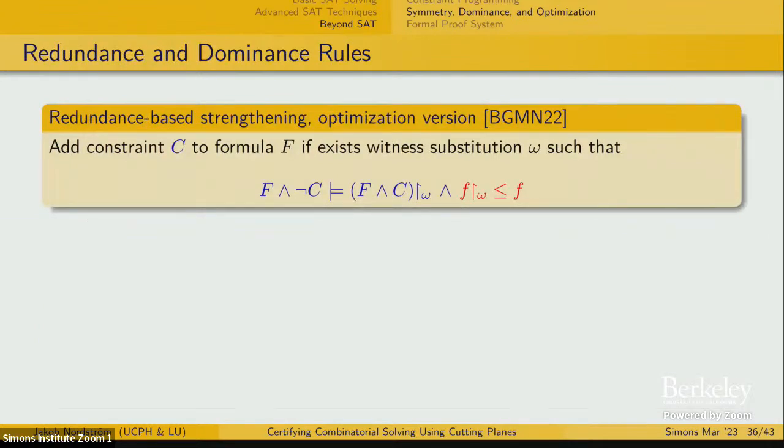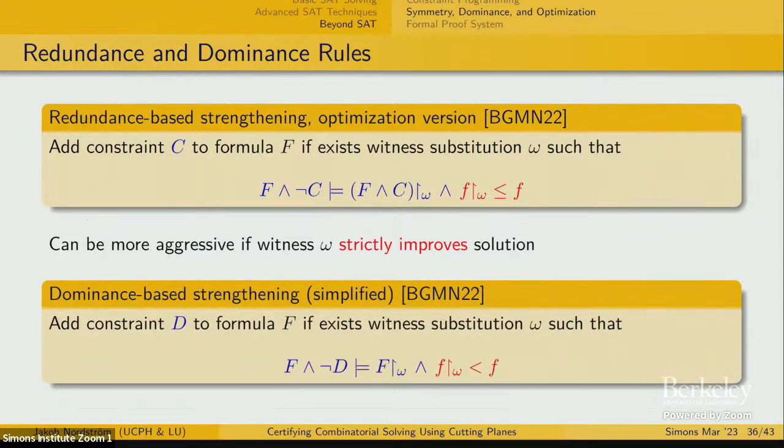So now, with this added objective, our rule becomes this. And now here comes the key observation. If my witness is good enough, I could actually make a much more aggressive rule. So note that here, from F and not C, I have to prove all of F and C under the restriction omega, plus that the objective doesn't increase. But now, if I can prove that the flipping strictly decreases the objective, then I only need to reprove F. I don't need to prove the constraint that I want to add. Okay, so note that the difference between these rules is that I have removed the proof target. There's no C here. But on the other hand, I'm proving strict inequality.